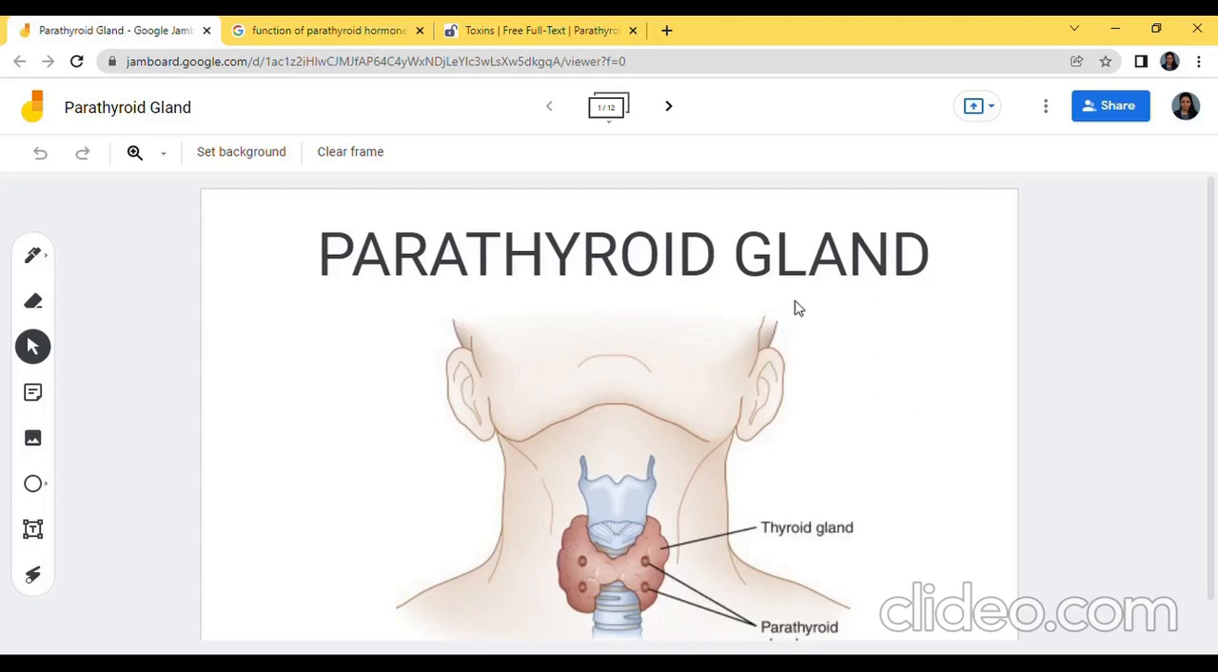Today we will discuss one of the endocrine glands, that is the parathyroid gland. The parathyroid gland is located on the surface of the thyroid gland. There are four parathyroid glands and they exist in pairs. The first pair is situated on the superior poles of the thyroid gland and another pair is situated on the inferior poles of the thyroid gland.